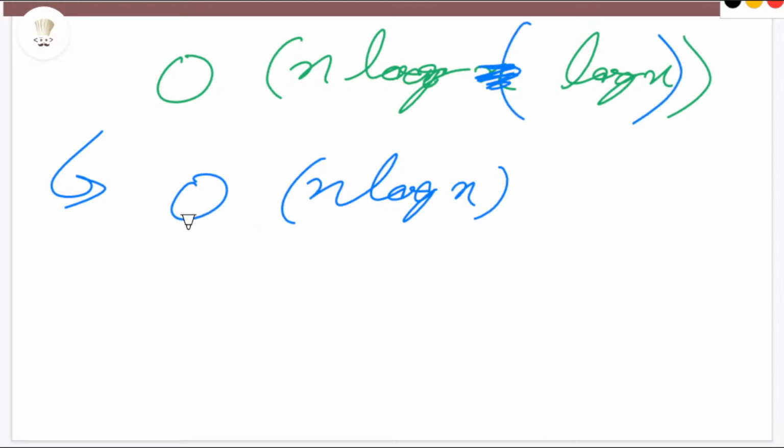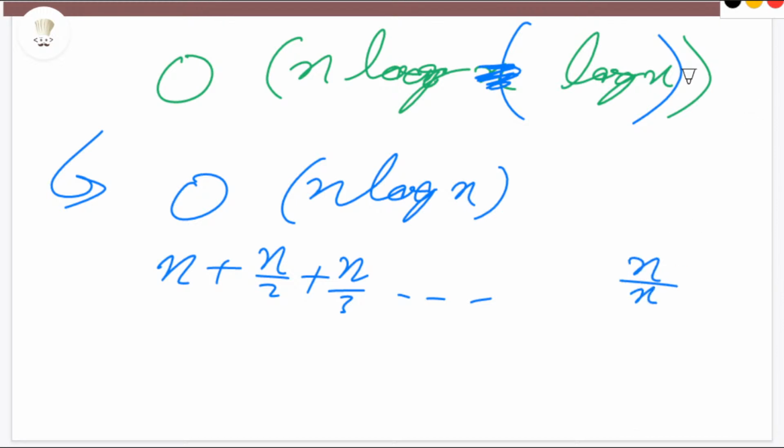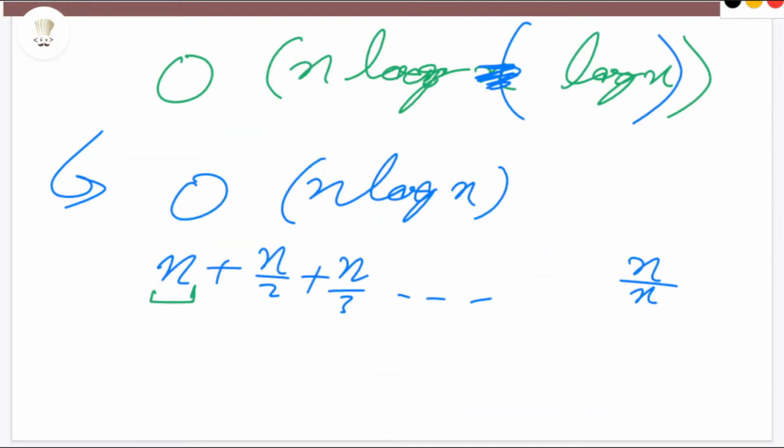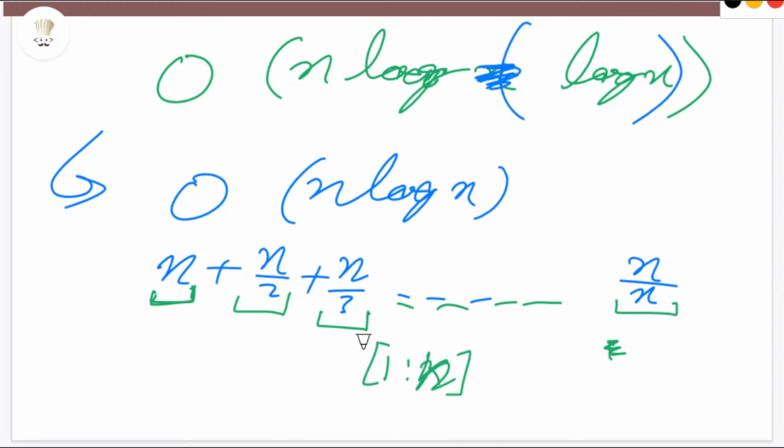To bound the complexity by n log n, we can just write this iteration as n plus n by 2 plus n by 3, etc. up until n by n, right? So what I'm trying to say here, if we go on to 1, right, and go on all of its multiples, to go on to all of the multiples in 1 to n of 1, we would require n steps. To go over all of the multiples of 2, we would require n by 2 steps. To go over all of the multiples of 3, we would require n by 3 steps, and so on, right?